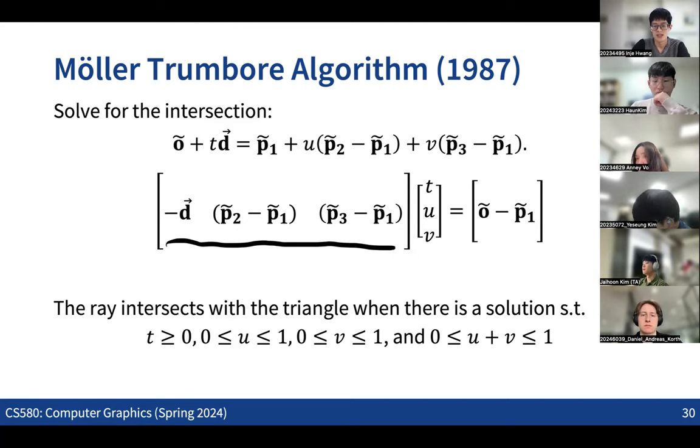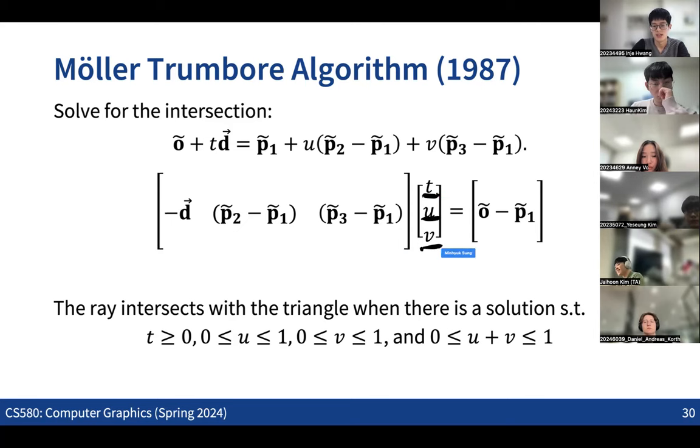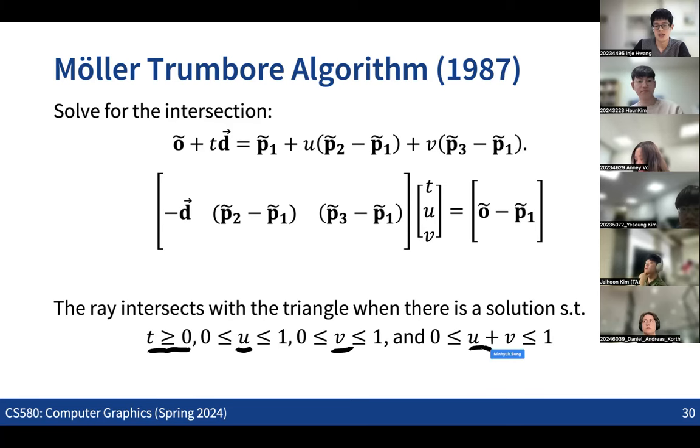For those cases, this matrix will not be invertible, and we cannot solve this linear system. Also, based on the output of t, u and v, if we find some intersecting point, then all these constraints should be satisfied, which means t should be a non-negative number, and u and v should be numbers inside the 0 to 1 range. And u plus v should also be in this range. When the outputs satisfy all these constraints, we are finding an intersection between the ray and the triangle.